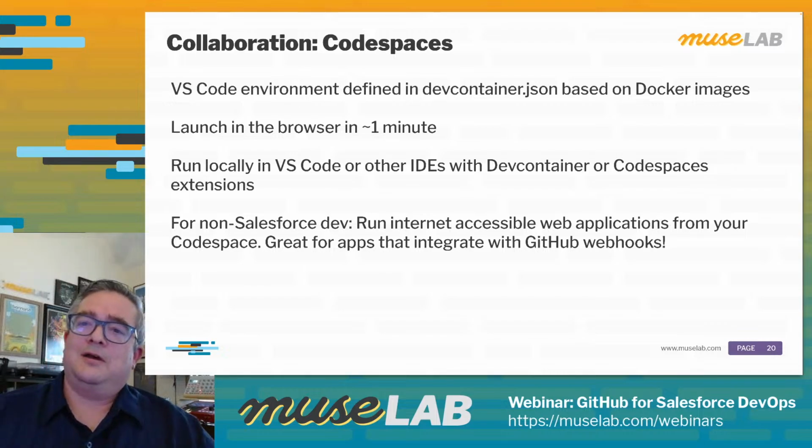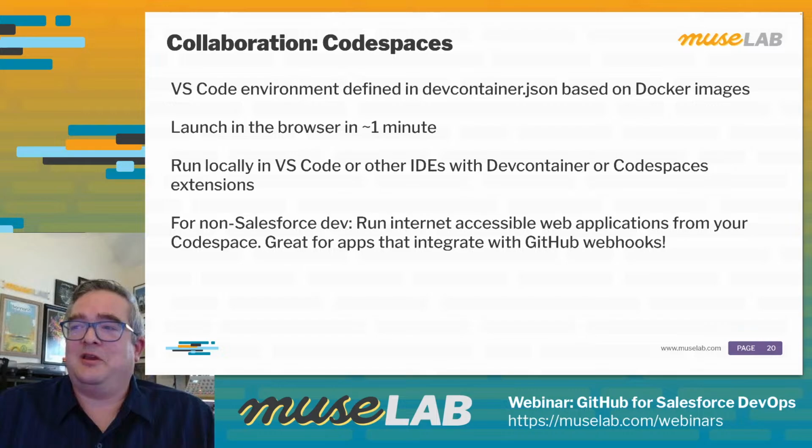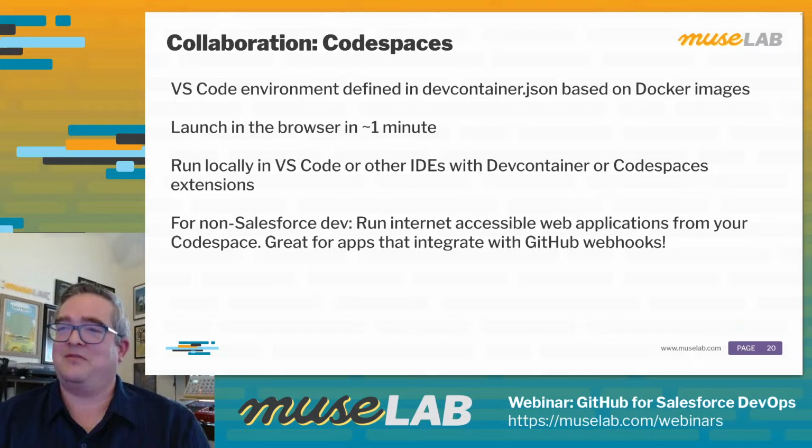Then finally, for non-Salesforce development, which I've been doing a lot of myself lately, building a web service. If you're building a web service that you want to receive webhooks from GitHub and build some integration with GitHub, Codespaces are a really cool place to build them because it can be internet accessible. So you can actually be developing code in a VS Code instance in the browser that is accessible to receive GitHub webhooks instead of having to use something like ngrok or, I don't know, any other way of allowing external traffic to come into something you're running on your local system.